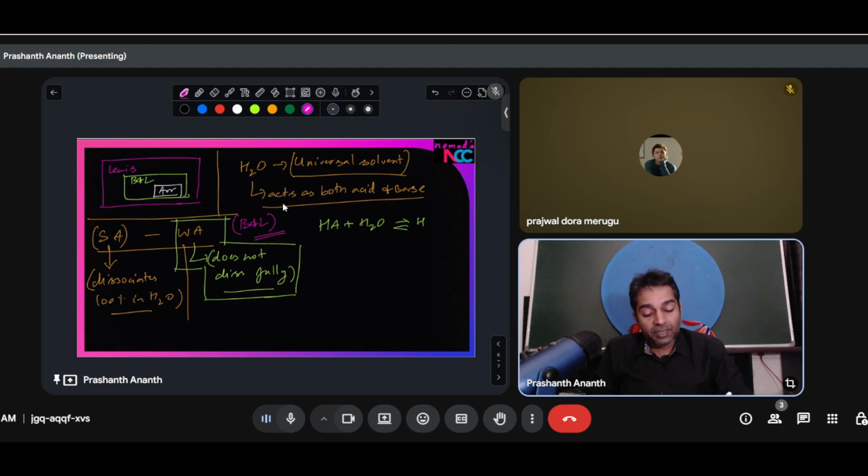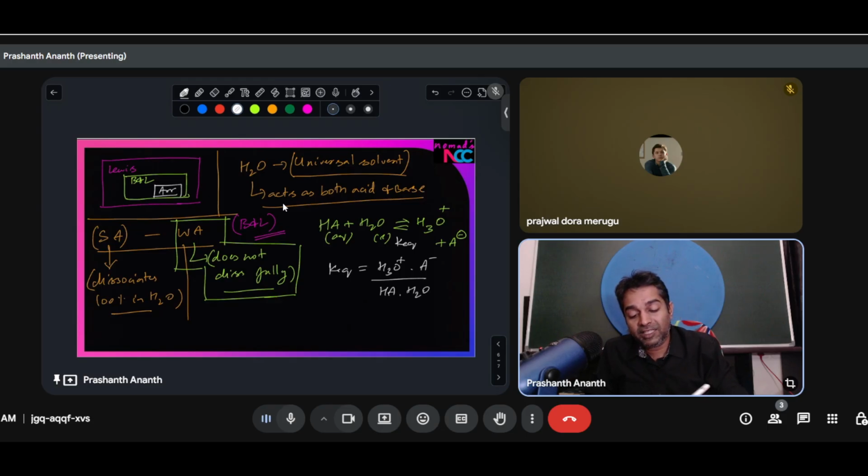So when the HA ends up behaving as an acid in water, what is going to be happening? You're going to be having the water behaving as a base. So it will accept the H plus from HA to become H3O plus. And HA will produce an A minus in the process. Okay, so this is going to be the expression we are going to be studying right now. So if this is the expression we are going to be studying, we can now have a K equilibrium associated with it. This K equilibrium is going to be, of course, concentration of H3O plus times concentration of A minus divided by concentration of HA times concentration of water.